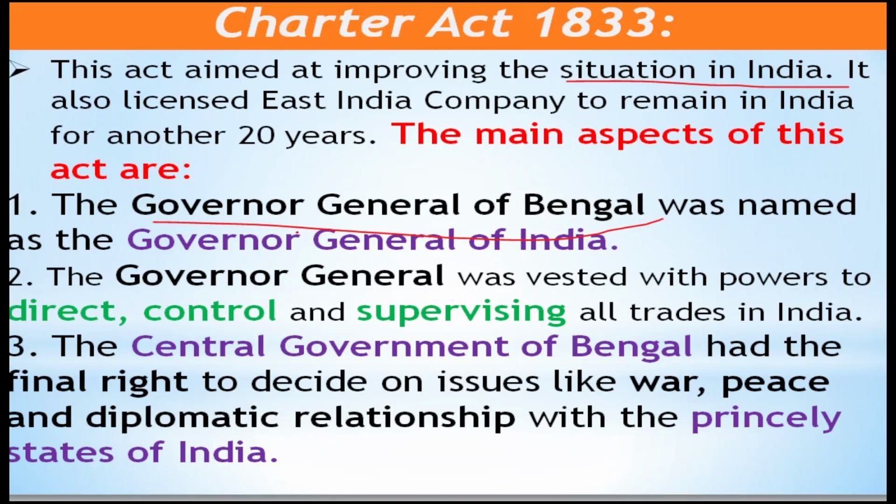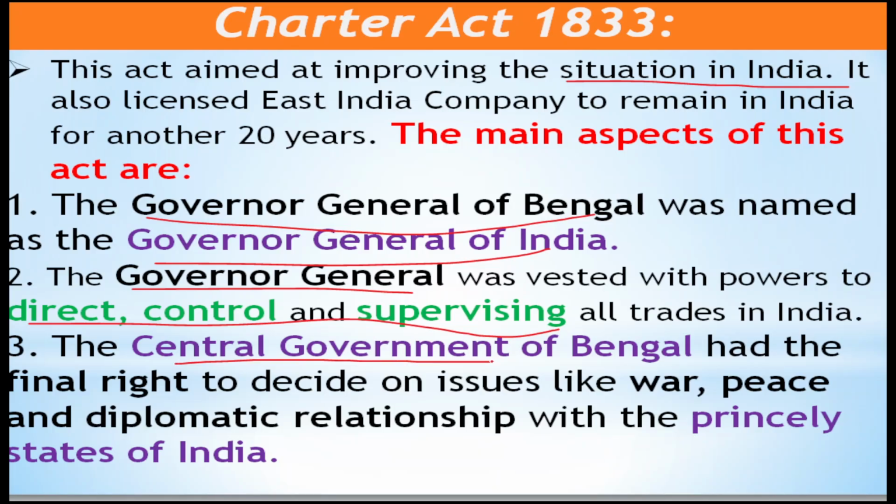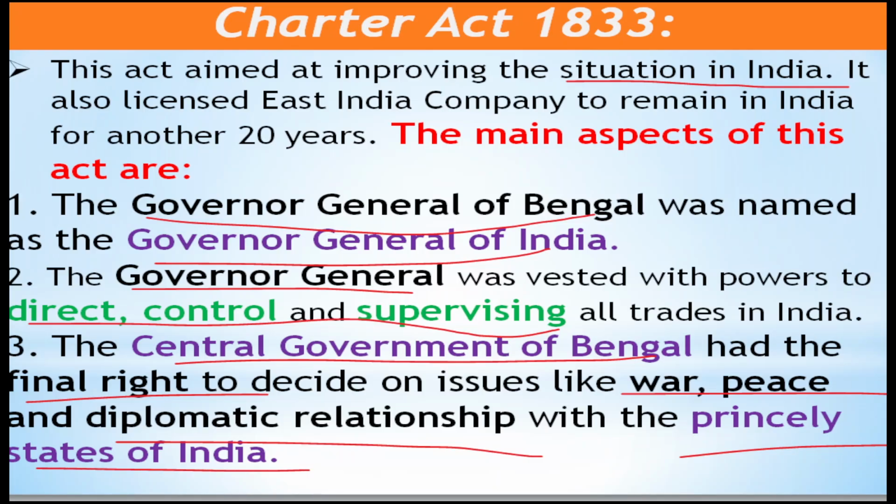The Governor General of Bengal was named the Governor General of India. It's very important. The Governor General of Bengal became the Governor General of India. So the Governor General has the power to direct, control and supervise all the trades in India. The central government of Bengal had the final right, because at that time the central government was in Bengal only. They can decide issues like war, peace and diplomatic relationships with the princely states of India, right?